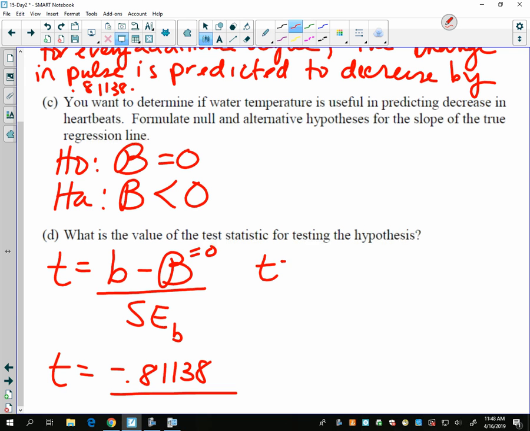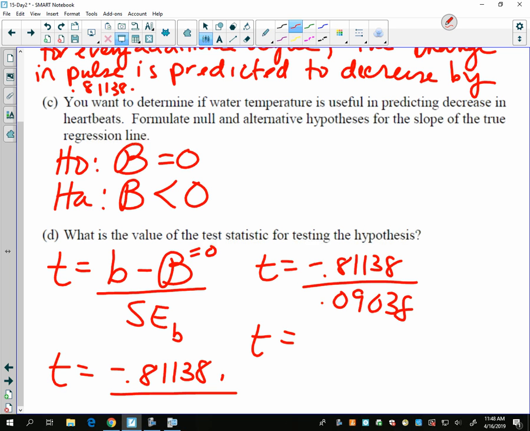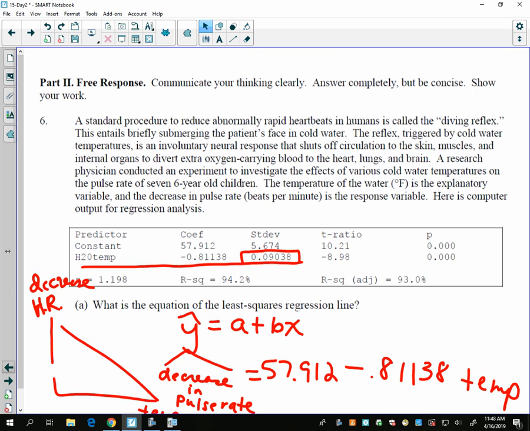So T equals negative 0.81138. And guys, what was that number? Standard error of the slope? 0.09038. And you divide those two numbers. I don't know why this wouldn't let me extend, but you divide those two numbers, and what should you get? Negative 8.98. Now, if you go back to the computer output, there's your test statistic right there.